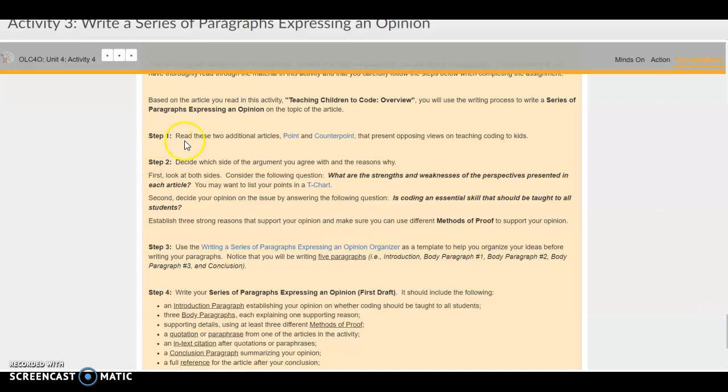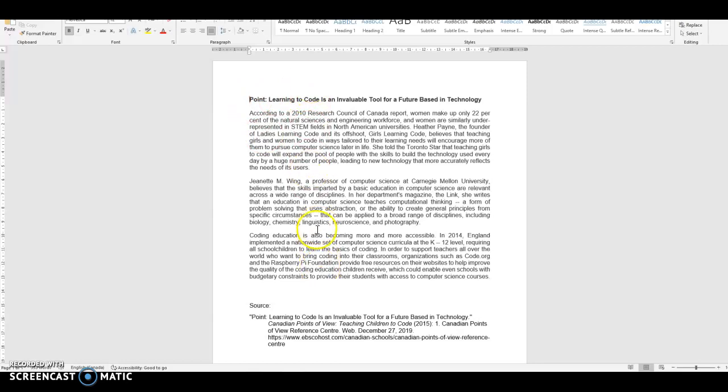And so step 1, it says read these 2 additional articles. One's called Point and one's called Counterpoint. If I opened them up, the Point article is right here. Notice that the reference is already provided here. So if you were to use a line from here as a quotation in your series of paragraphs, you'd already have the reference that you could put at the end right here. This article, Point, says learning to code is an invaluable tool for a future based in technology. So this article is going to argue that children should learn to code, that it's extremely important.